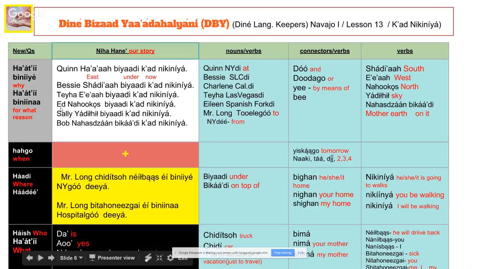And then we'll also practice Ed Naho Conspi the Kenya. Sally Yadishish. So all the definitions are way over here on the last column. And Bob Nahastan Bakate. This one I didn't say Biyada because we really can't say Biyada with Mother Earth. But we can say Bakat, means on top. So right here in the middle, blue column in the middle section, Biyada means under, Bakat means on top of. So Mother Earth, we're on top of Mother Earth. And Bob Nahastan Bakat. All right, so we'll see you in class.